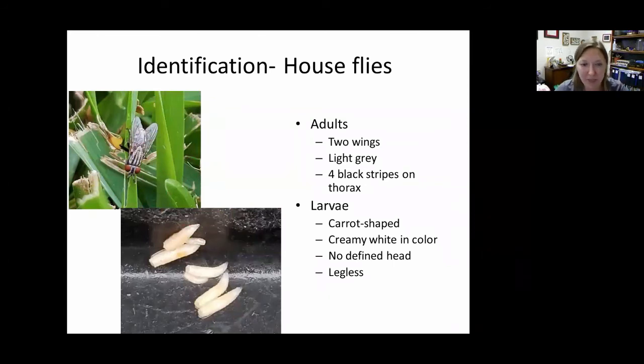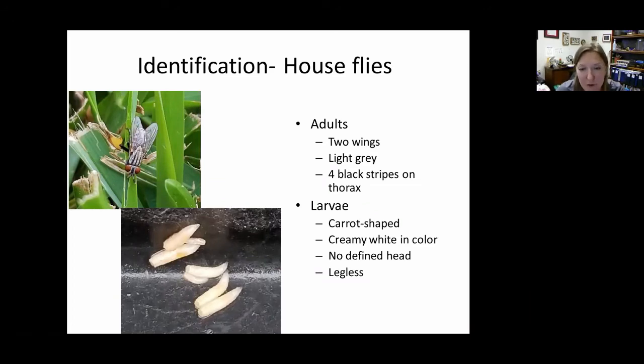Houseflies, 2 wings. These are going to be a gray fly, and then they will have 4 black stripes on their thorax. So the thorax is the second section of the insect's body, so right behind the head. And you can see on that photo on the left there, you can see those stripes on the thorax there. I think everybody's pretty familiar with what a housefly looks like.